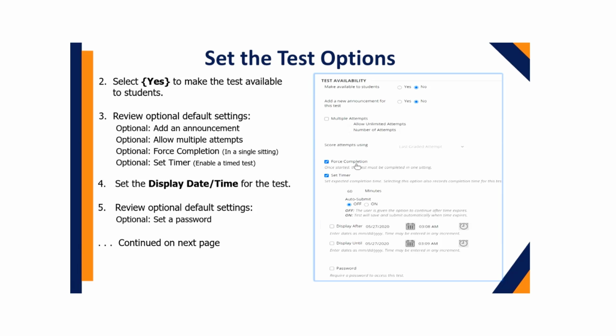You may want to force completion. That means if you give 60 minutes to take the exam, then you don't want students to start and then stop in 20 minutes and then close the exam and come right back to it. So you want to force them to complete it in one single sitting, which I always like to do. And then set the timer. Certainly you can set the timer for 20 minutes or 60 minutes.